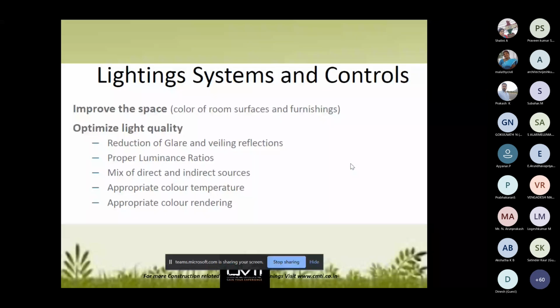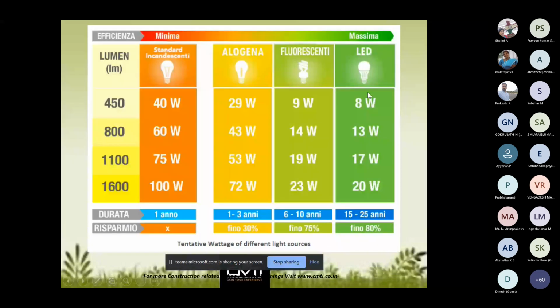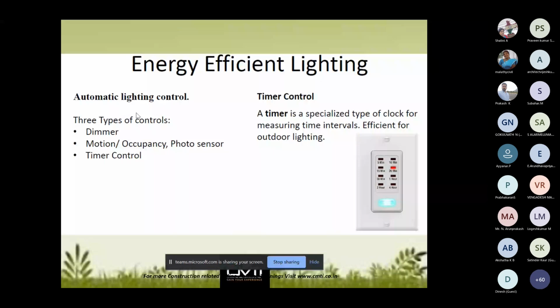These are the various options available. You can see LED consumption is very less, and you can get the same lumen. And automatic lighting control and timer control, I spoke about this. Even smart cities are using this technology. Street lights are not necessary to switch on based on the climatic condition. It automatically switches on when it is required and switches off when it is not, and no manual intervention is required.